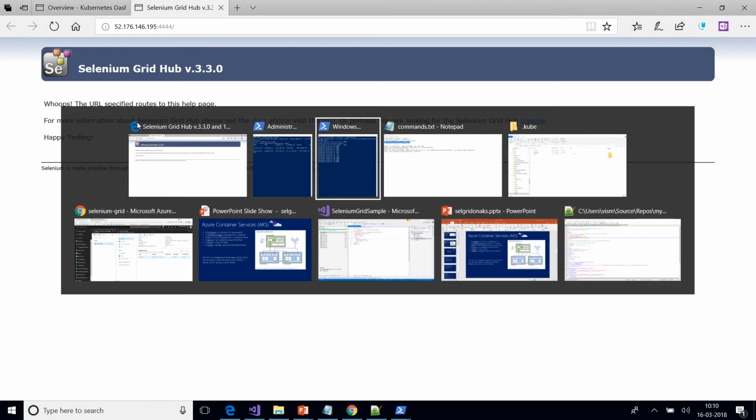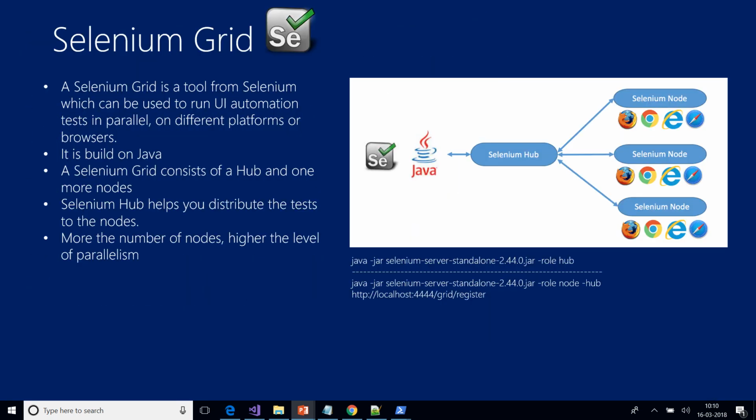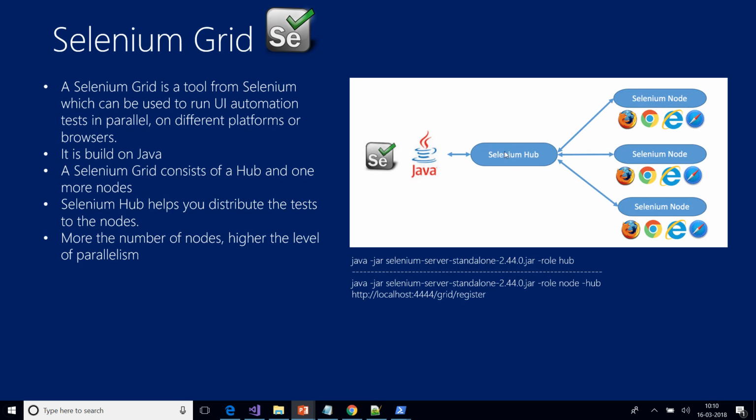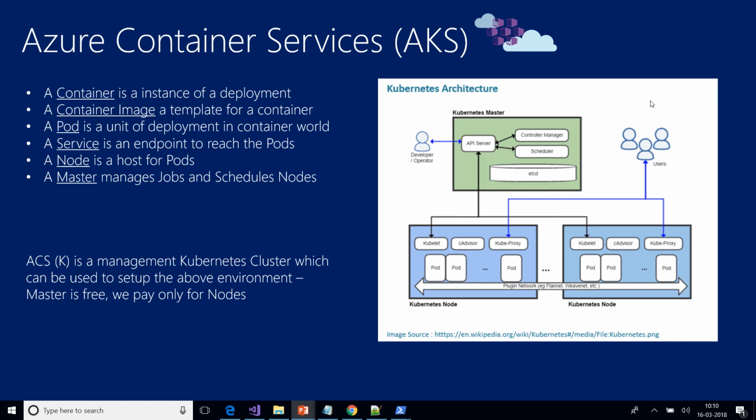So let's come back to our presentation and understand what we have done. We have created a Kubernetes cluster with 3 nodes, and we have created a pod. The pod contains the Selenium hub, and we have a URL to reach that hub. So the next step is to create the nodes. Each node will be created as a pod in the Kubernetes cluster. So each pod will be a Selenium node. So let's do that.